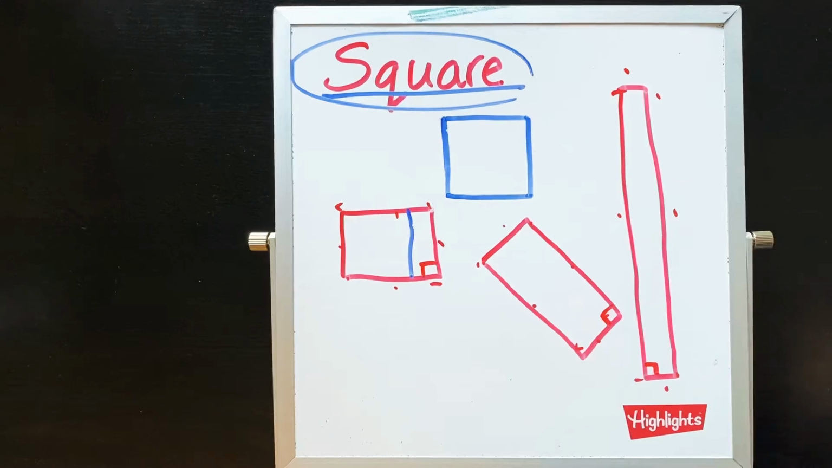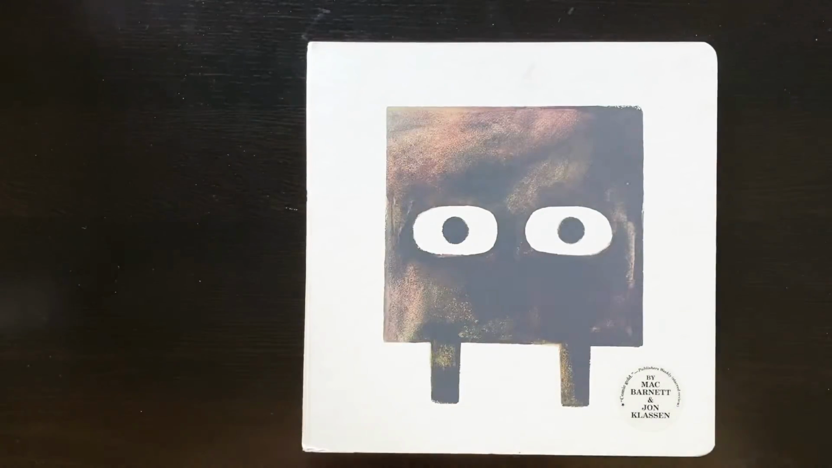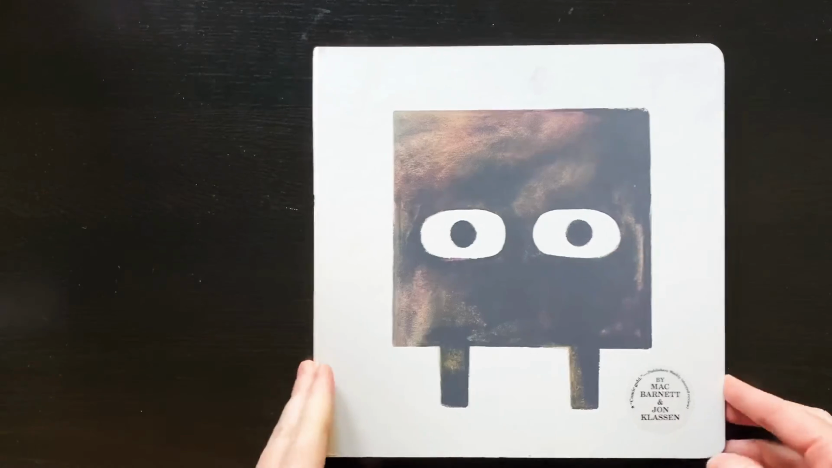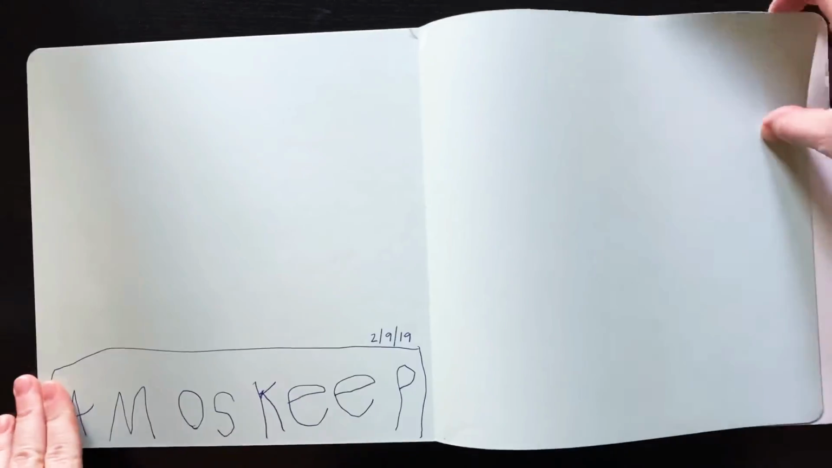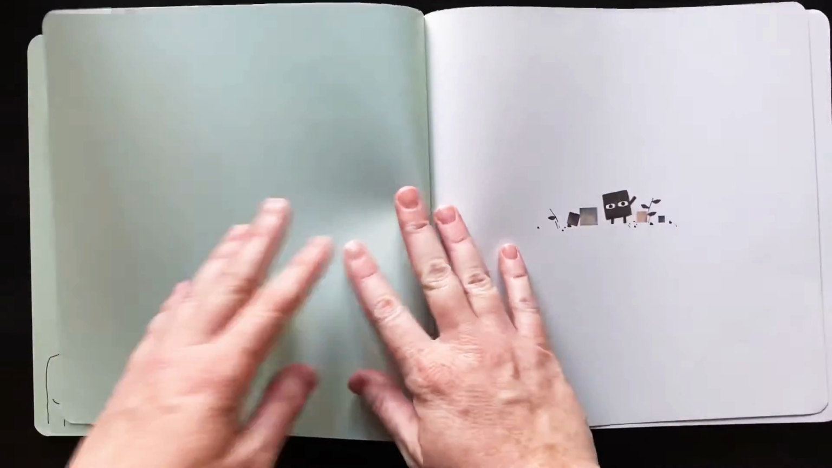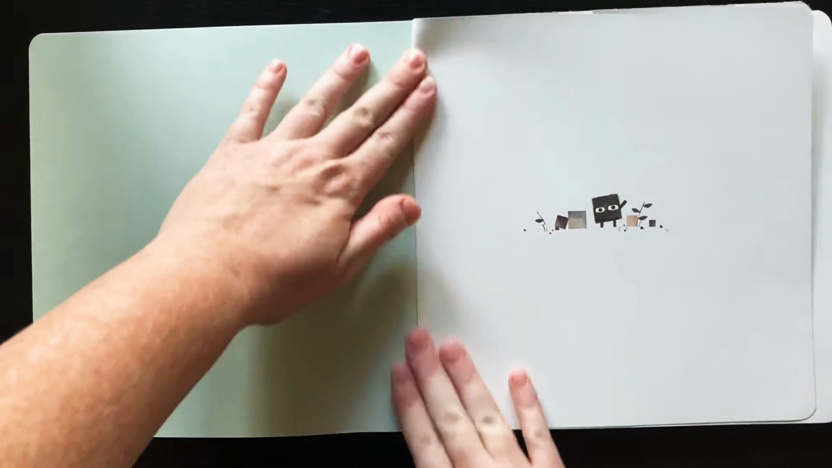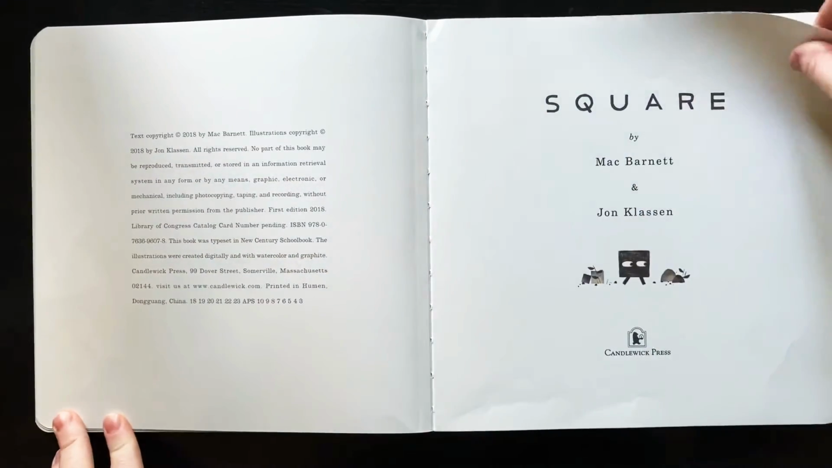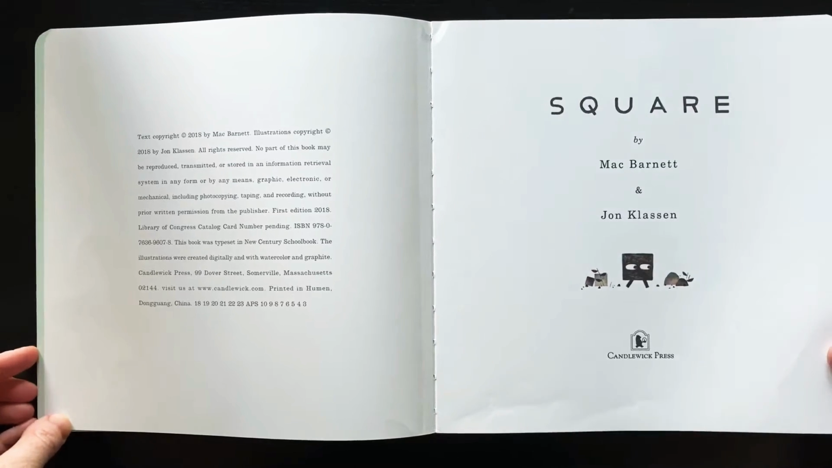All right. Next, we get to read our book about square. So we read our book about triangle, and we saw square was featured in his book. Well, today we get to read a book about square. And this one was actually given to me by a student, so you'll see on the inside, he wrote his name before he gave it to me. So I always knew who I got it from. Very sweet. Hi, Square. Square by Mark Barnett and John Klassen.